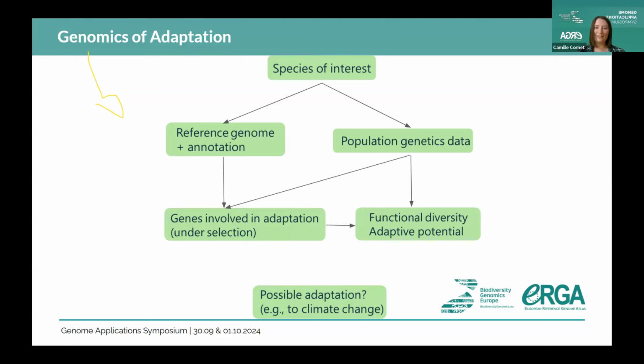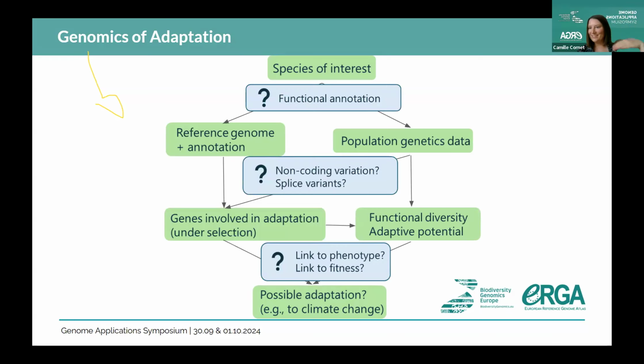And then from there, we could find the genes involved in adaptation that are potentially under selection, understand the functional diversity and adaptive potential of our species of interest, and make a conclusion on their potential for adaptation. But of course, as I mentioned, there are still many challenges. It's not that simple. At each level of this roadmap there are challenges: generating a reference genome is relatively easy now for most species, but having a functional annotation for non-model species is really not easy. And the type of variation that might be important for adaptation is also not super clear.